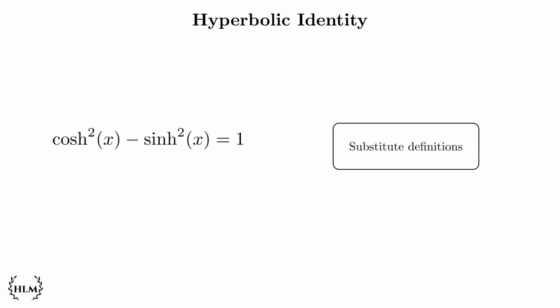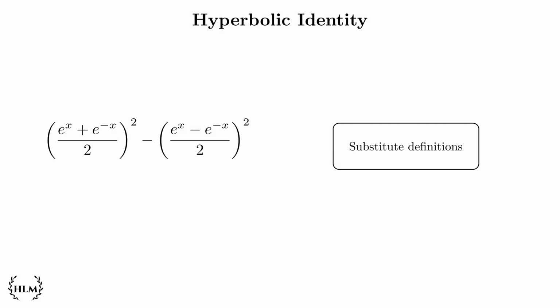And what we do is substitute cosh² with (e to the x plus e to the negative x over 2) all squared, and then minus hyperbolic sine, which is (e to the x minus e to the negative x over 2) all squared. And then what we can do is square the numerator and denominator for each fraction that we have.